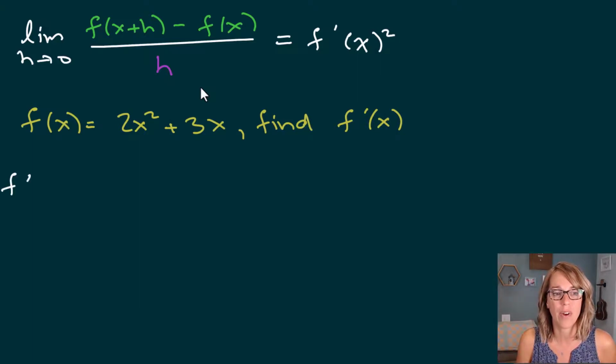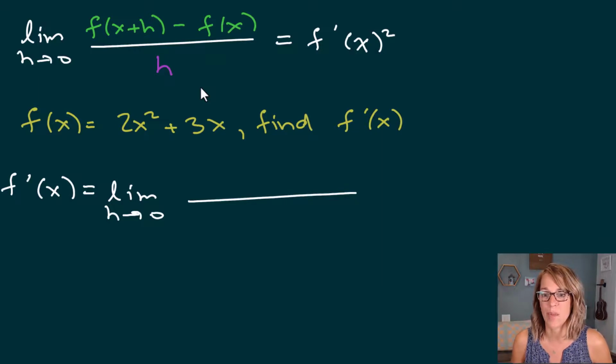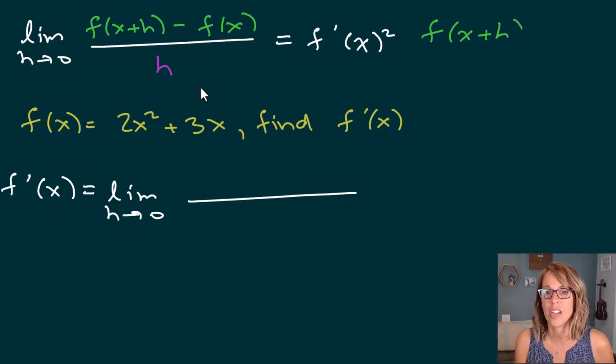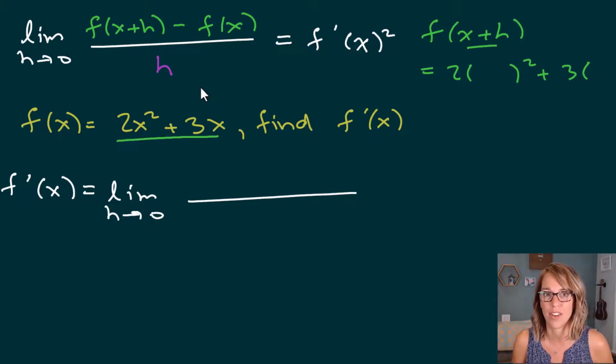So I know that f prime of x is equal to the limit as h approaches 0. And I'm going to go ahead and put my function in up on top. But I want to start by doing f of x plus h over here on the side. So f of x plus h is equal to 2 times the input squared plus 3 times the input. My input now is x plus h, using my formula over here for my function. I'm going to go ahead and put in x plus h as the input.